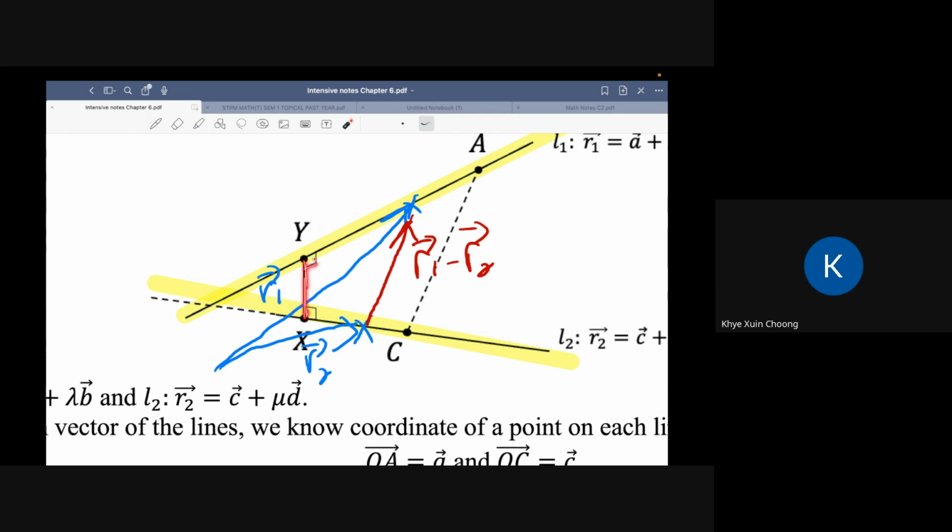these two lines, the connecting line is perpendicular to both lines. This should be the shortest distance, the shortest vector connecting the two lines. So how should we do that? We want to ensure that R1 minus R2 is normal to both lines.